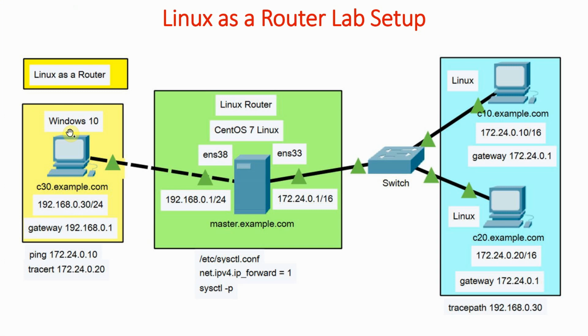We have configured this Windows 10 also. We have configured this C10 also, and C20 also. And here we have specified the gateway as 172.24.0.1. Here also the gateway is this. That means for this system, this is going to be the gateway. For this system, this is going to be the gateway. Now what we need to do is test whether our routing functionality is working properly or not.